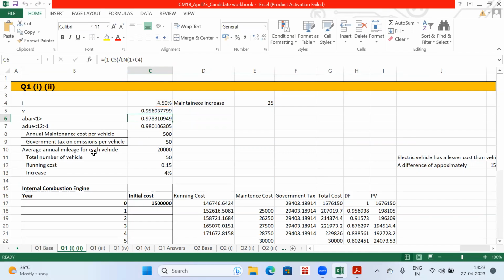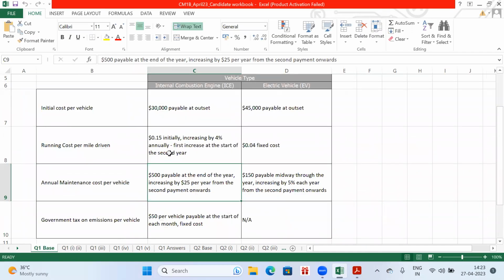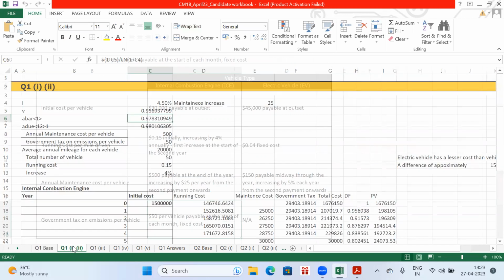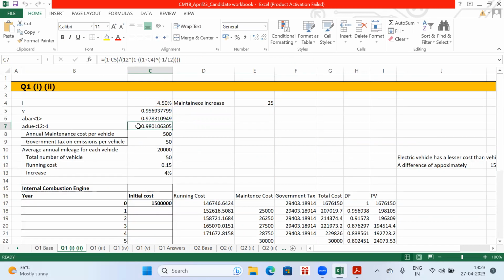And I have been told in the question 1 base sheet that the government tax is payable at the start of each month, fixed cost. So for monthly cost, again to convert it to annually, I have calculated a due angle 1 upper 12. Okay, so a due angle 1 upper 12 is again 1 minus v by d12. So the formula for d12 given i is 12 into 1 minus 1 plus i to the power minus 1 by 12. That's the formula for d12 in the denominator. And I get this value. These are already given in the question.